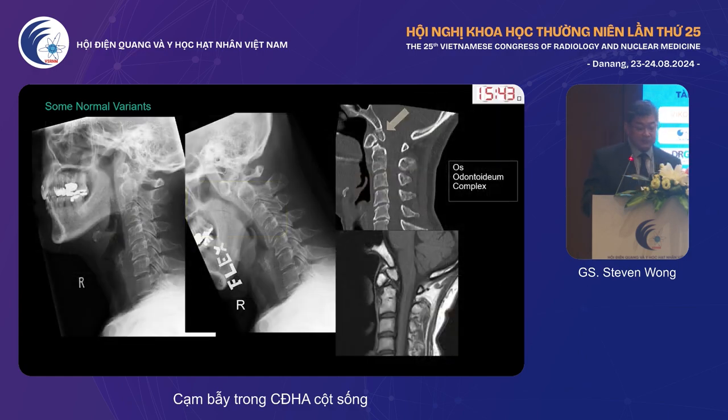Other normal variants, if you have a look at the flexion extension, C1, C2 looks a bit odd. CT scan was done, and we made a conclusion that it's actually an os odontoideum. It's a normal variant, likely due to congenital failure of fusion in the early phase.